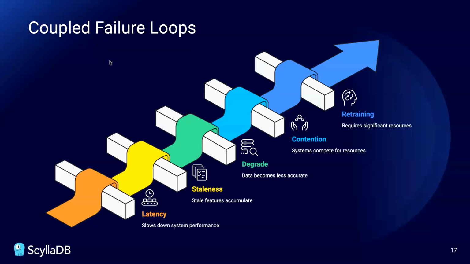All right, so coupled failure loops. What I'm saying in this slide is that there are different points of failure that are coupled together and they add to one another. So specifically talking about AI, if we have high latency, the system's performance is slowed down. If we're talking about AI, we have to constantly keep our data fresh. So we have to continue ingesting data and training our models. We don't want our data to become stale. If the latency is high, the data can become stale and less accurate.